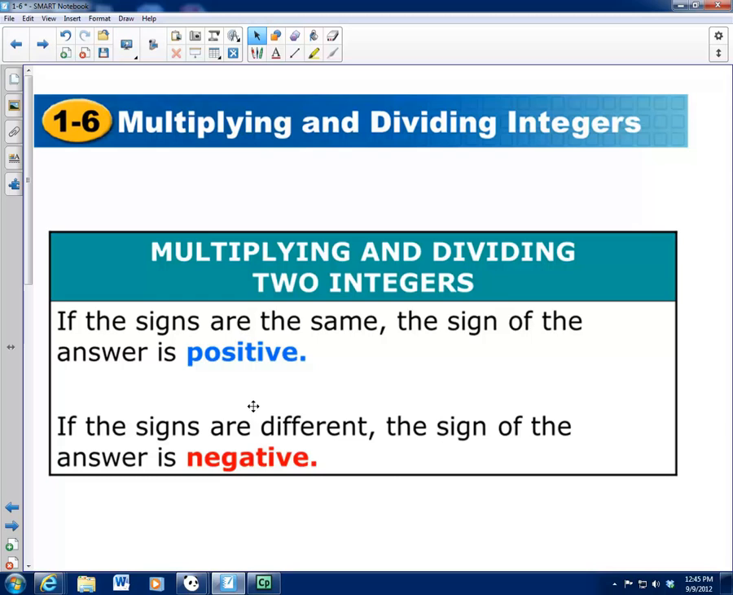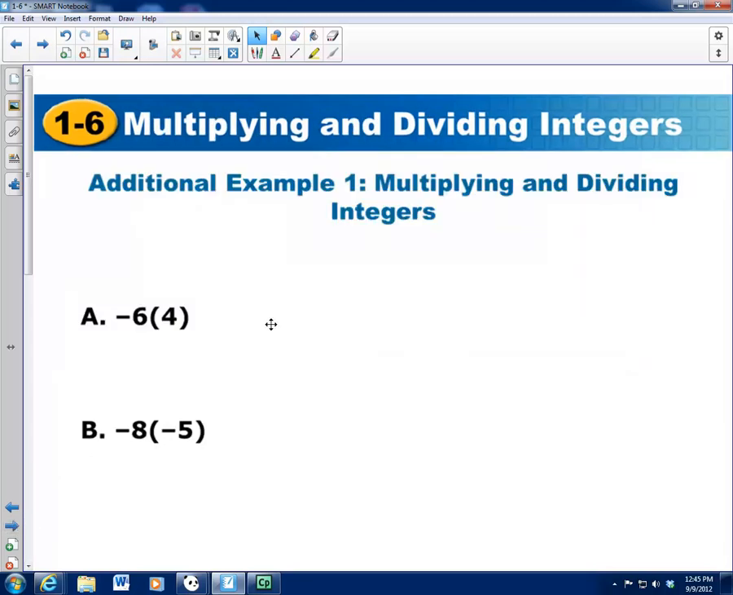Here are your rules for multiplying and dividing integers. Basically, you multiply and divide as usual, and if the signs are the same, the answer has to be positive. If the signs are different, the answer is going to be negative. That's really all there is to it. So let's take a look at some examples so you can see exactly what I'm talking about.